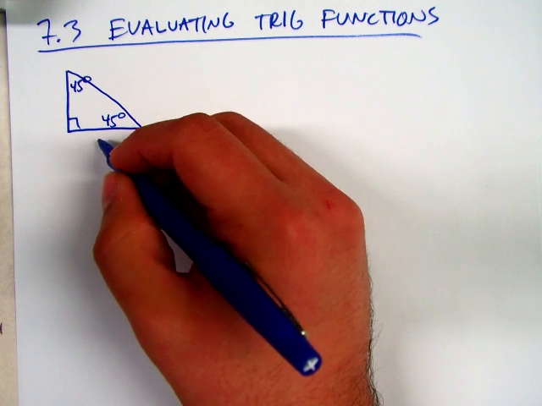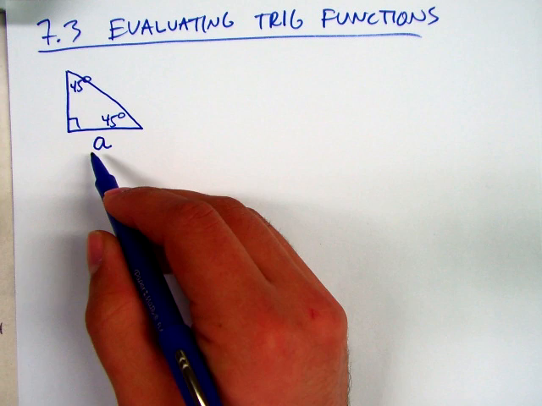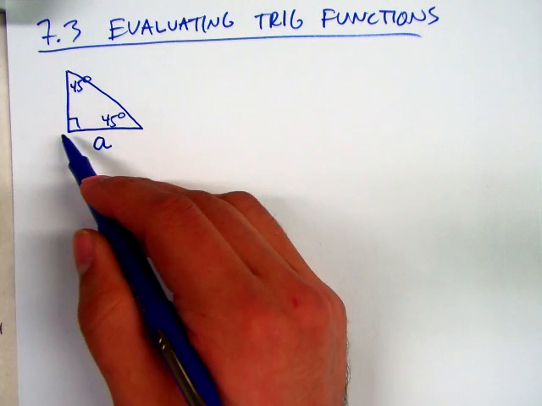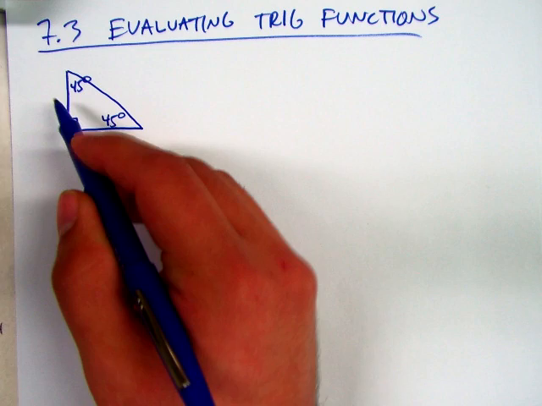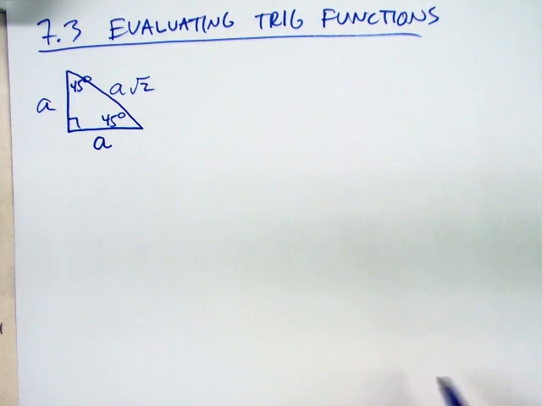Do you guys mind if I use A? Let's use A. So for a 45, you can use whatever letter you want. If a 45, 45, 90 triangle has one of the legs A, what's this leg? A. And what's the hypotenuse? A root 2. Very good. Okay, so just hold that thought.